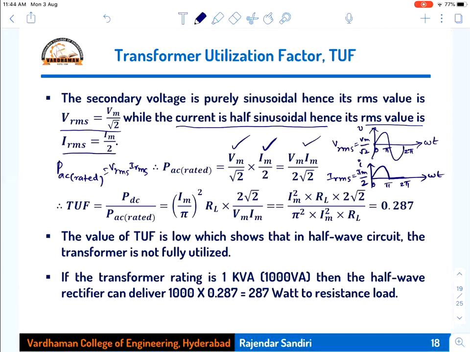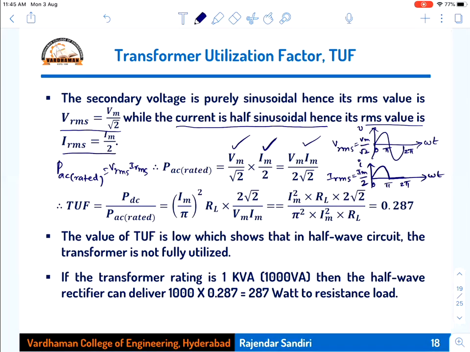So that is the difference between PAC and PAC rated. PAC will be, without connecting this diode, both Vm by root 2 and Im by root 2. But PAC rated will be Vm by root 2 into Im by 2. Okay, so that is the difference. Then we take PAC rated as Vm by root 2 for the full sine waveform, times Im by 2, giving Vm Im by 2 root 2.